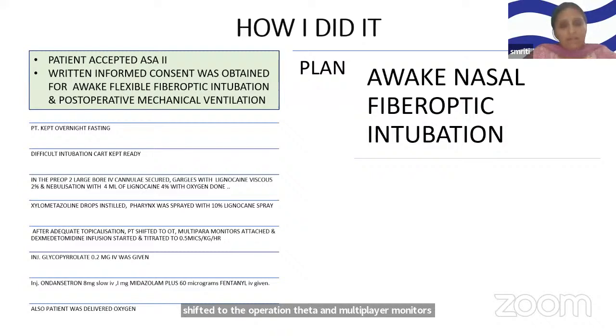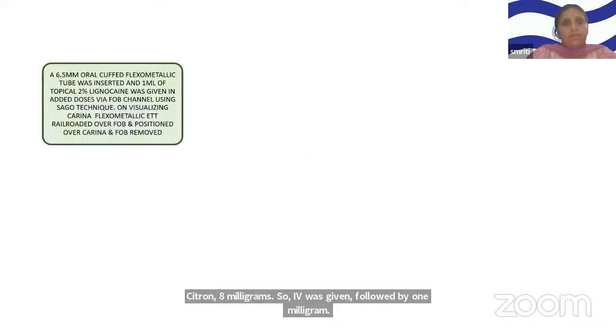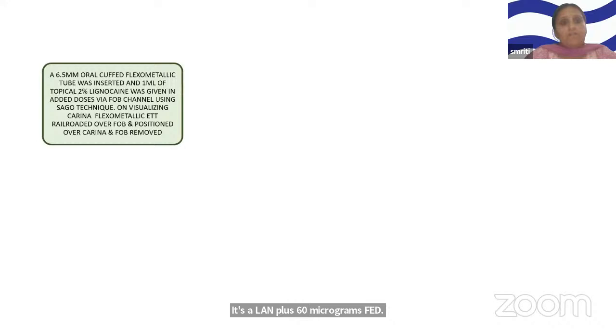Dexmedetomidine infusion was started and titrated to 0.5 micrograms per kg per hour. Patient was also given the antisialagogue injection glycopyrrolate 0.2 milligram IV. Ondansetron 8 milligrams IV was given, followed by 1 milligram midazolam plus 60 micrograms fentanyl IV. A 6.5 mm oral cuffed flexometallic tube was inserted and 1 ml of topical 2% lignocaine was given in added doses via the fiber optic channel using the spray-as-you-go technique.